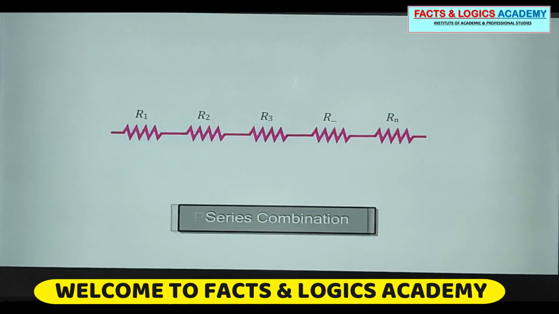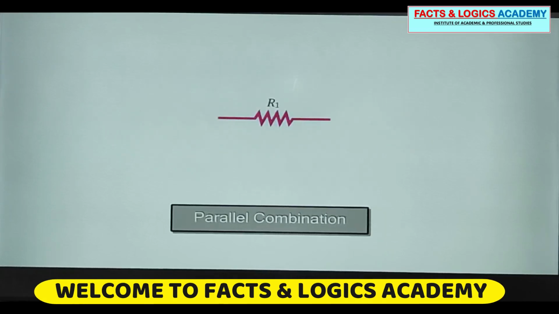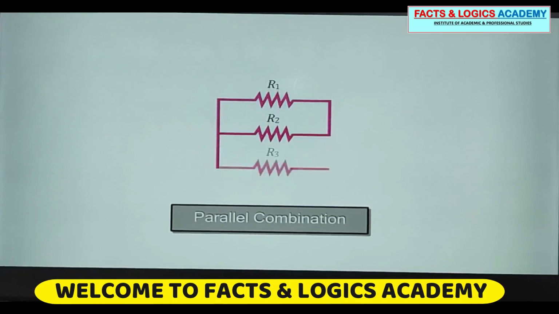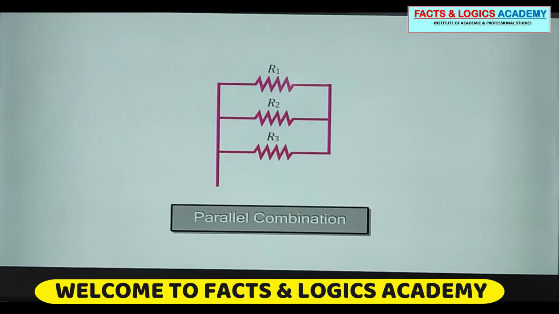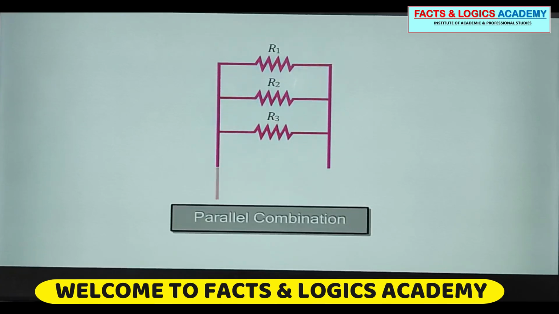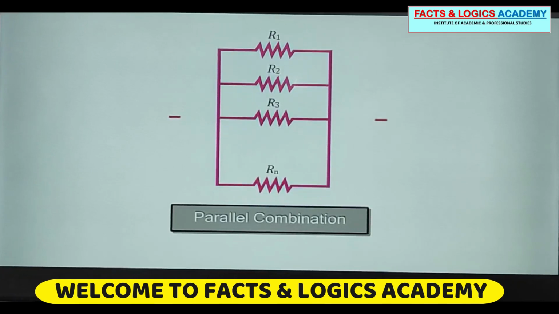In order to obtain the parallel combination of resistors, we join one end of all the resistors and similarly join the other end of all the resistors. A parallel combination can be made using any number of resistors.